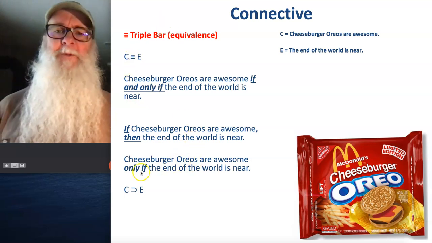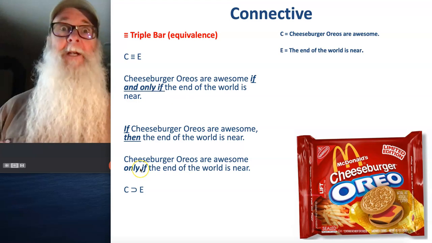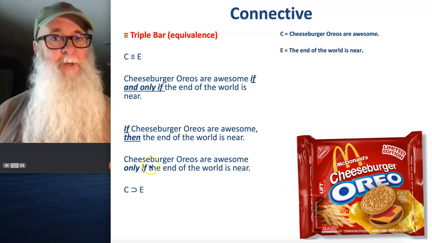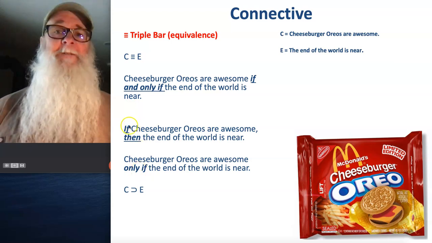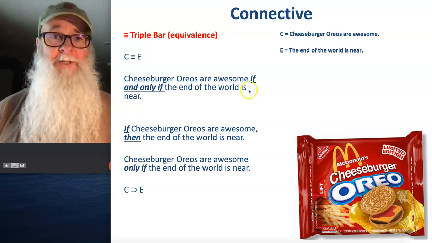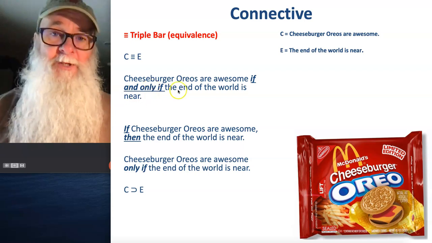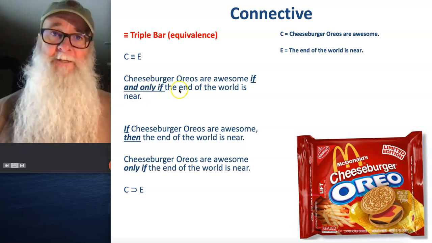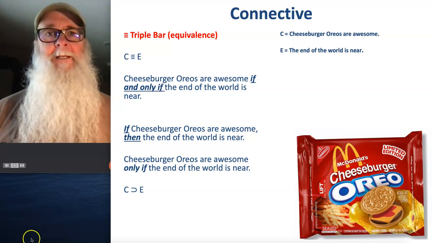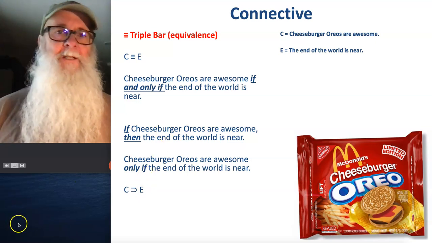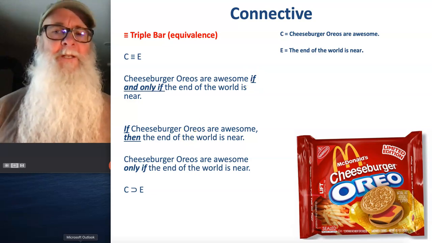So oftentimes folks will see this phrase only if, and they'll think, oh, I've got to use triple bar. But no, if you see just the phrase only if, you're going to use a horseshoe. If you see if-then, you're going to use a horseshoe. But if you see if and only if being used to connect up your simple sentences, then you're going to use triple bar. And we'll talk much more about this in later lectures, why that's the case and what exactly the meaningful distinctions between these relations are.